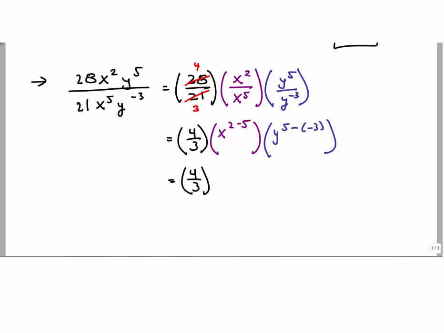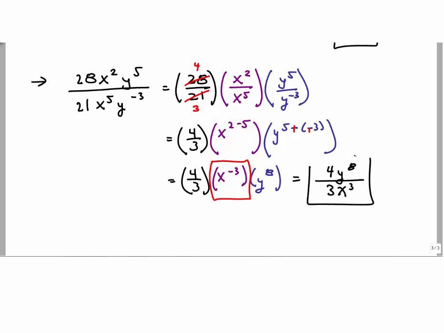2 minus 5, my exponent here will be x to the negative 3. And then over here, lastly, this is going to be 5. When you subtract a negative, it's the same as a positive. So 5 plus 3 would give me that value for 8. Now when I'm simplifying this, this is the only part of this expression that will flip because it has the negative exponent. So the 4 stays in the top, the y to the 8th stays in top, the 3 stays in the bottom, and the x cubed flips down into the denominator. So this is my simplified expression.